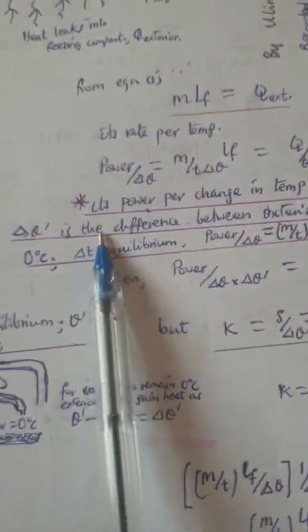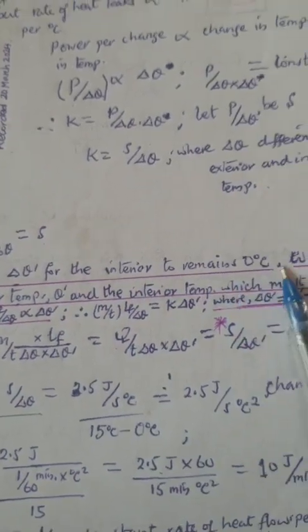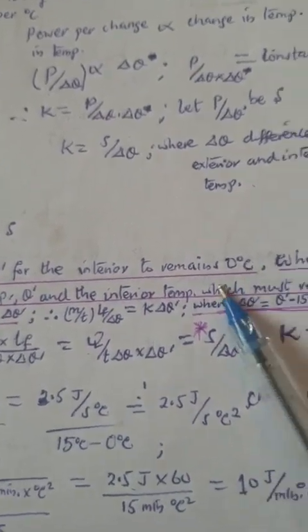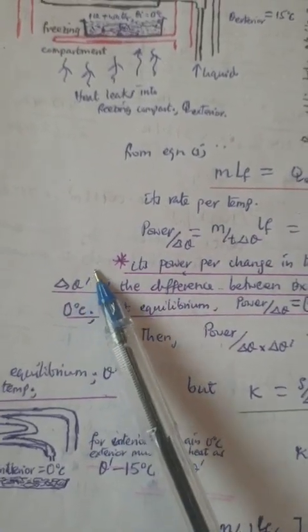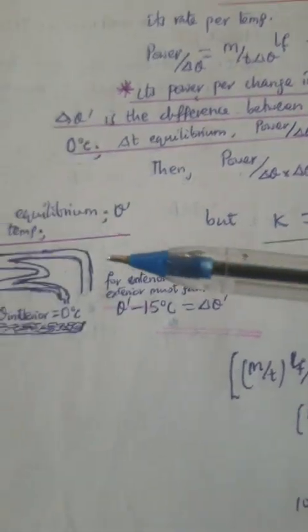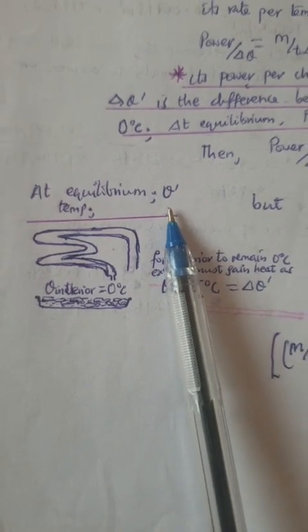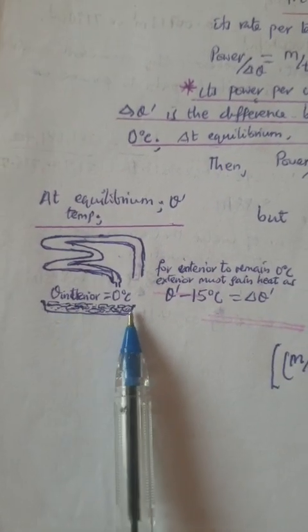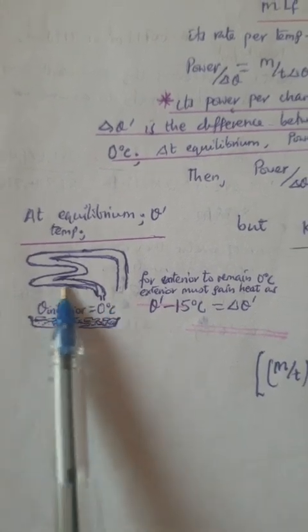For this case, we say its power per change in temperature is theta dash for the interior to remain at 0 degrees centigrade. This is the third condition, where the new change in temperature, which we assume is change in theta dash, is the difference between the temperatures as indicated here. We must remember that the new attained temperature must be the equilibrium temperature. After the interior remains at 0 degrees centigrade, the exterior must keep gaining heat from the interior, so that the interior will remain at 0 degrees centigrade.